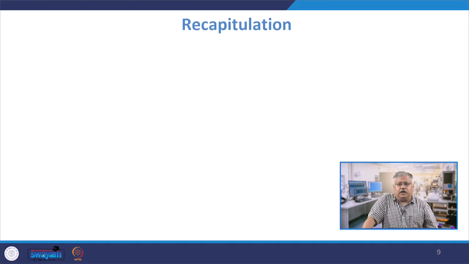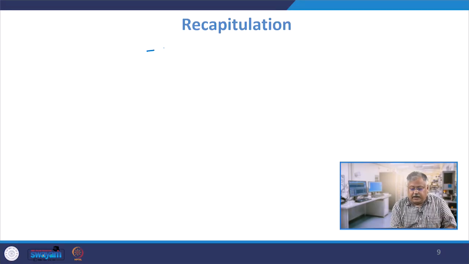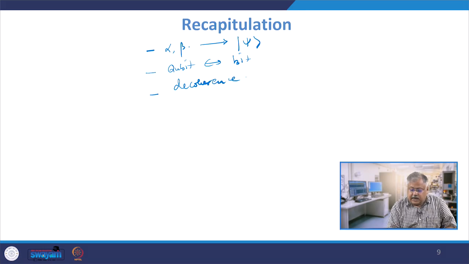To quickly recap what we have learned till now: we gave you a brief idea about alpha, beta and how they are related to the value of psi. We looked into the difference between qubits and bits. We also looked into the concept of decoherence and coherence, and I gave you a brief insight into entanglement.